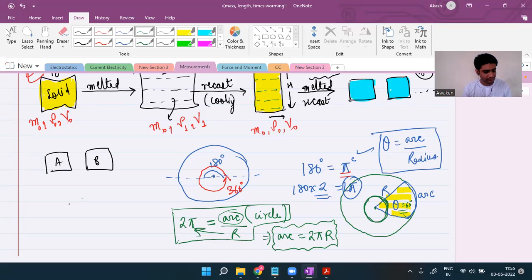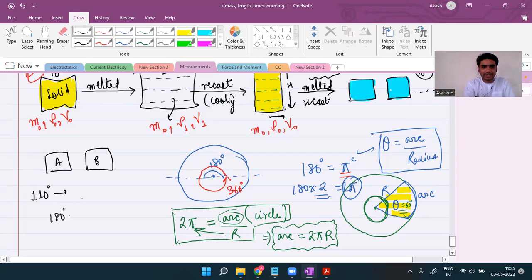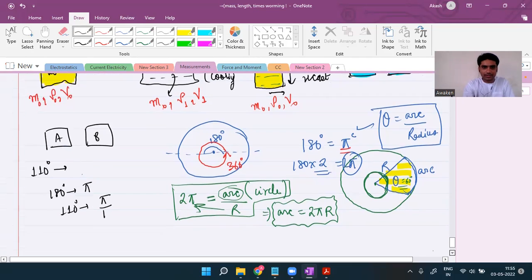2 pi r into 11 by 36. So it's 110 degrees, right? So you can also use this method. When I say 180 degrees is pi radians, then 110 degrees will be how much? Tell me.